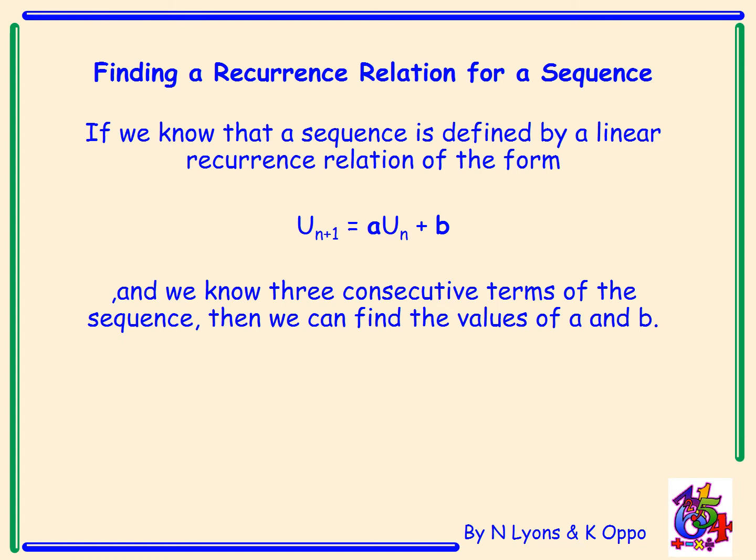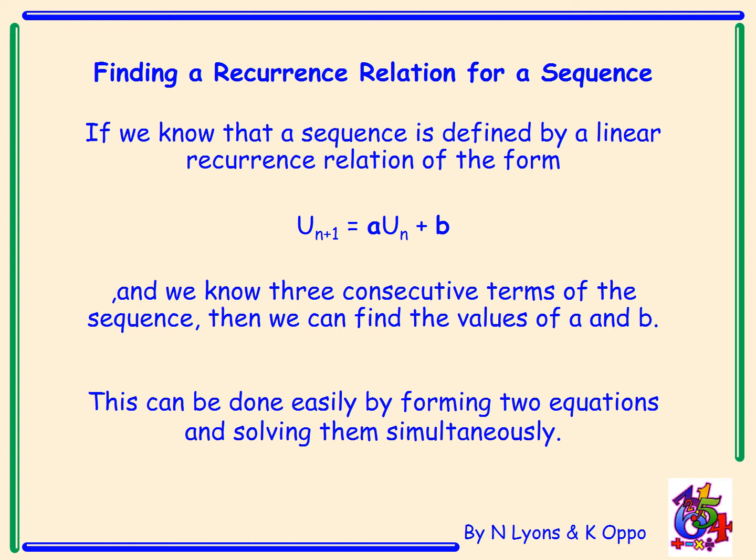If we know that a sequence is defined by a linear recurrence relation of the form u(n+1) equals a u(n) plus b, and we know 3 consecutive terms of the sequence, then we can find the values of a and b. This can be done easily by forming 2 equations and then solving them simultaneously.